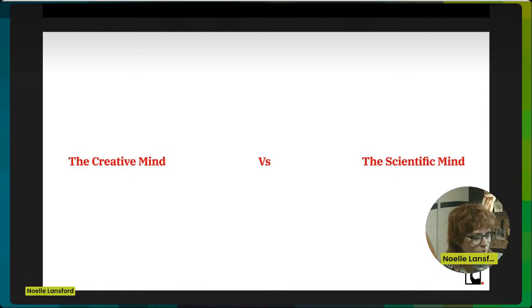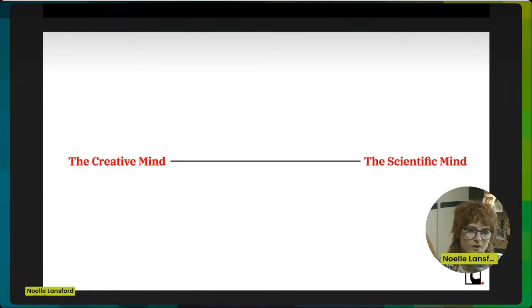But I think what works best is when the creative mind and the scientific mind are seen as more of a spectrum. I think as I've been talking about this, I would imagine some of you started to get uncomfortable, like, well, I feel like maybe I'm the creative mind and the scientific mind. At different times, I do both. And I think that's exactly accurate.